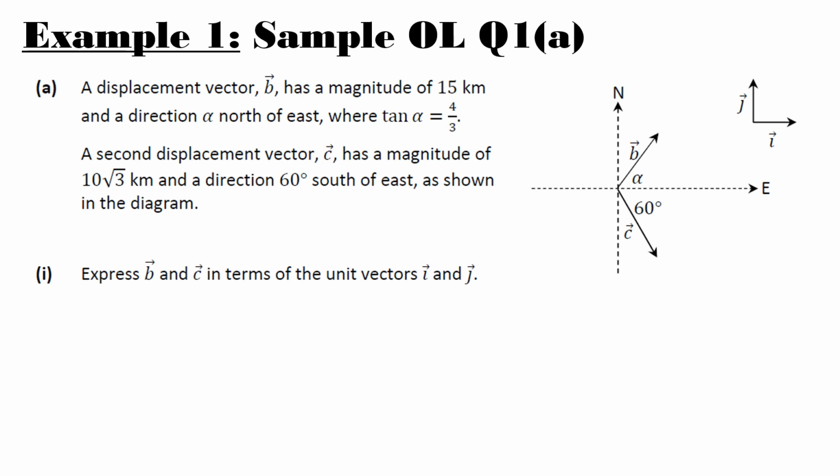A displacement vector B has magnitude of 15 kilometers and a direction alpha north of east. And we can see that in the diagram where tan alpha equals 4/3. A second displacement vector C has a magnitude of 10√3 and a direction of 60 degrees south of east. Again, we can see that. So interesting, they've given us the magnitude of both and then something about the angle. So they haven't told us the actual angle in the first case. They've just told us the tan of it, but in the second case, they have told us.